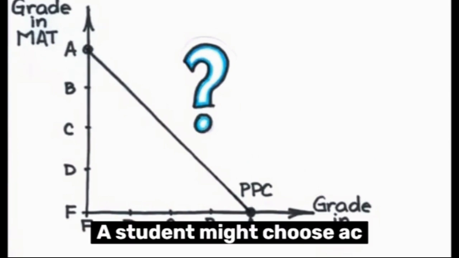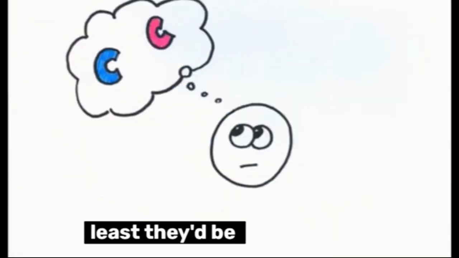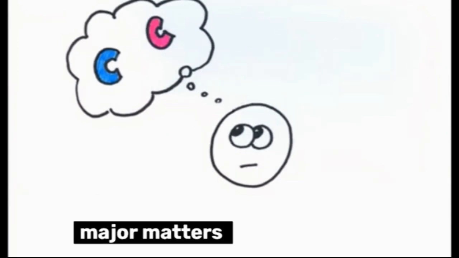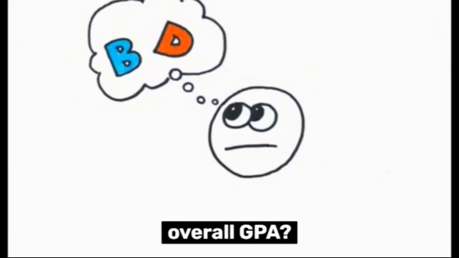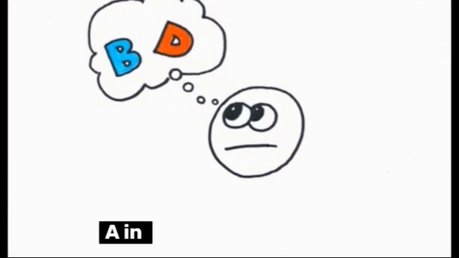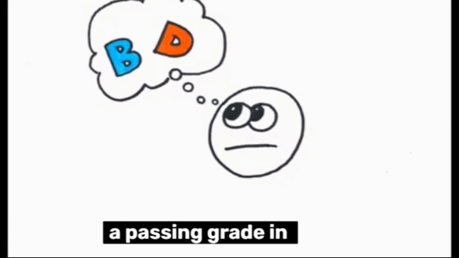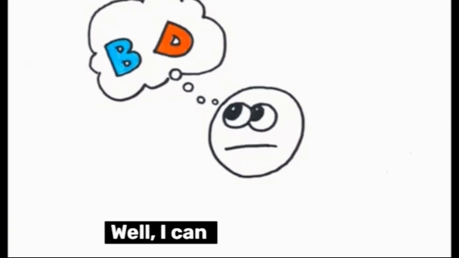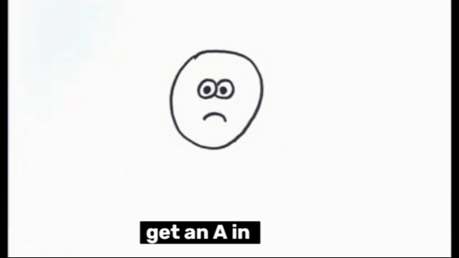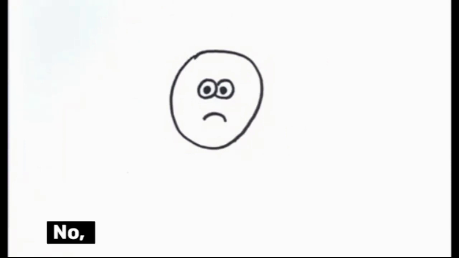A student might choose a C in both classes because at least they'd be passing both classes, but what if the GPA in your major matters more than your overall GPA? If you're a business student, you might choose a B or an A in economics over a passing grade in math. Well, I can tell you aren't satisfied with these choices. You're thinking, can't I get an A in both?